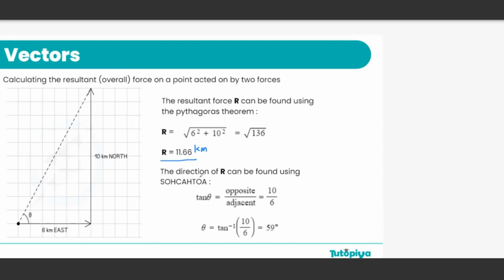Now, you need to find theta to say the direction. Tan theta is equal to the opposite over adjacent. Opposite is 10, adjacent is 6. So theta is equal to tan inverse 10 over 6. Once you plug it into the calculator and get the answer, you would get theta is equal to 59 degrees.